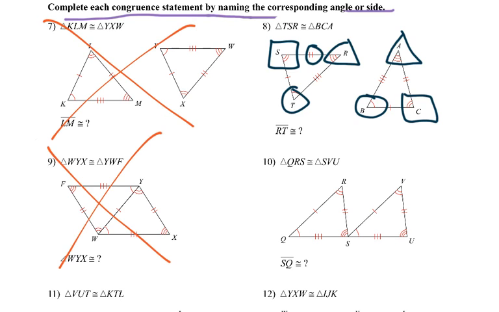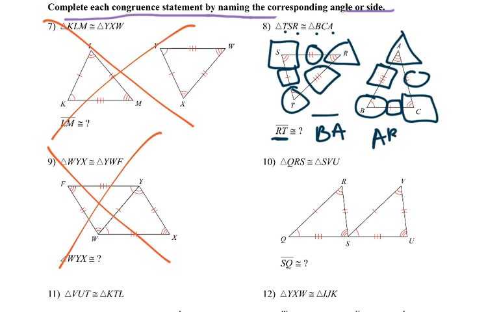Then, SR corresponds with AC, BC corresponds with ST, and TR corresponds with AB. We've got line RT there, so T and R are on the outside, so it has to correspond with the lines on the outside, B and A. So I'd go line BA. Now I could write out line AB, that's the same thing. Remember also that this mark right here, the equal sign with the tilde, that's our congruency sign.